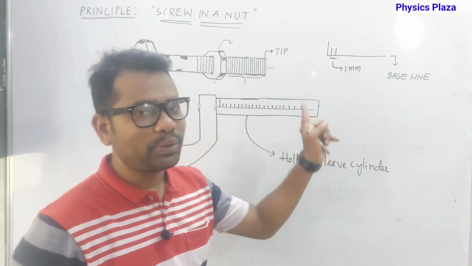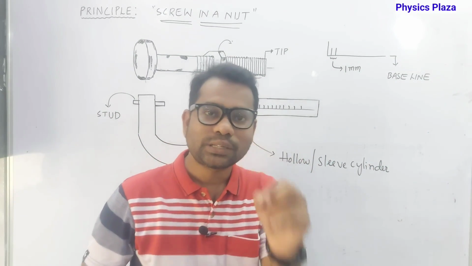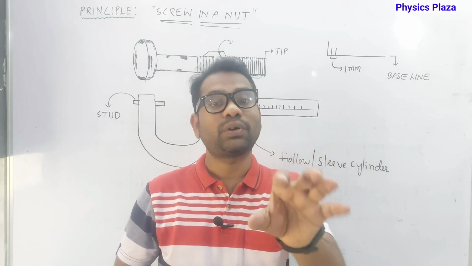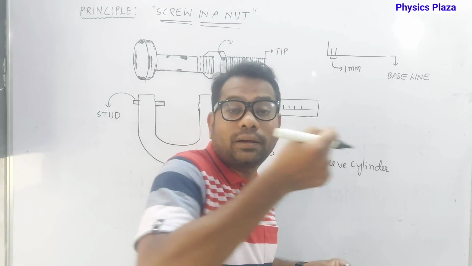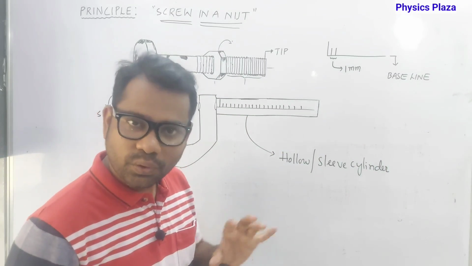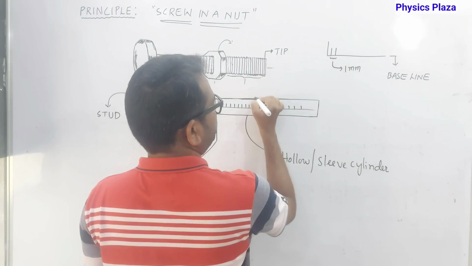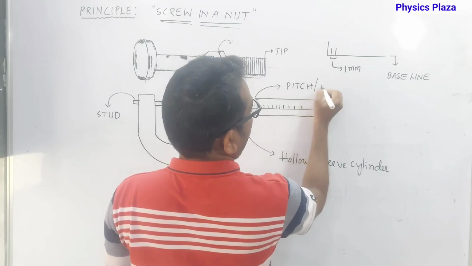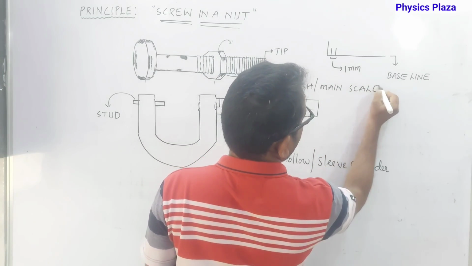Now you can recall the concept of pitch, children. When I was discussing the pitch of the screw, I said very clearly that the distance between two successive threads is equal to 1 millimeter. So in one complete rotation, the screw covers a distance equal to the distance between two divisions. Here one scale is calibrated on the surface of the sleeve cylinder, and this scale we are going to call the pitch scale or main scale.